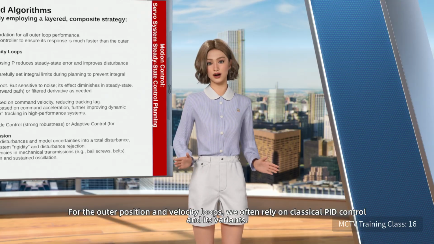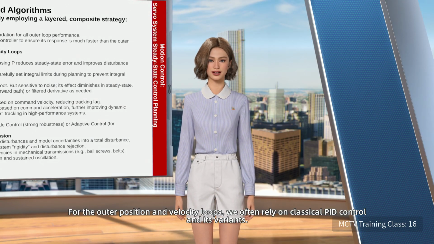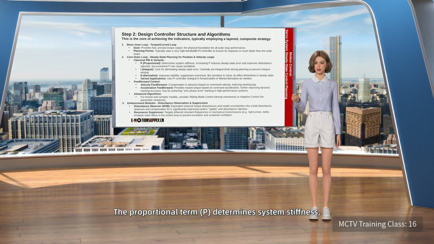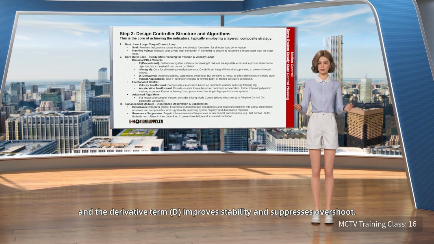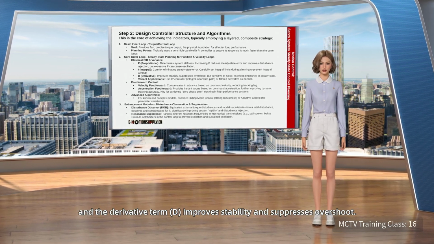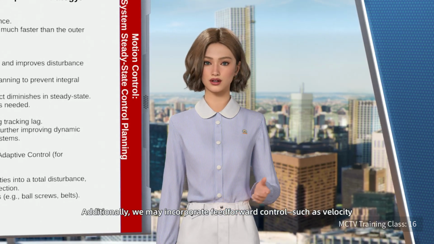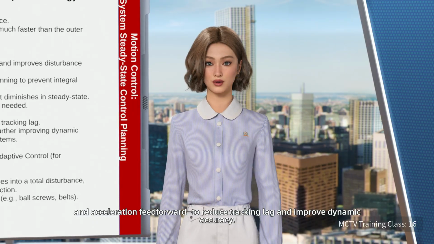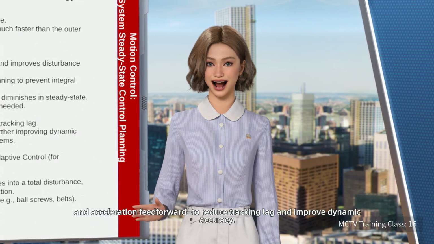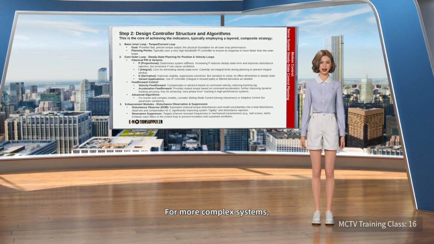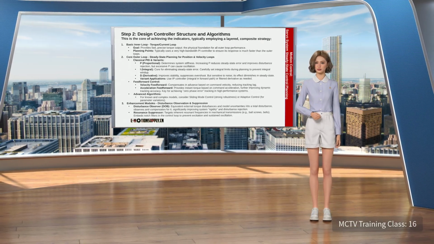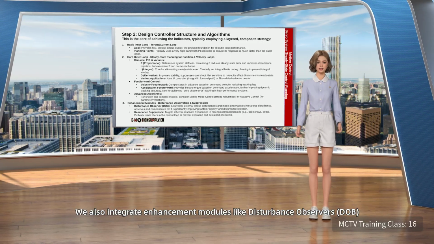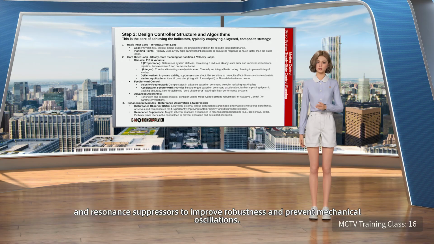For the outer position and velocity loops, we often rely on classical PID control and its variants. The proportional term P determines system stiffness, the integral term I eliminates steady-state error, and the derivative term D improves stability and suppresses overshoot. Additionally, we may incorporate feed-forward control, such as velocity and acceleration feed-forward, to reduce tracking lag and improve dynamic accuracy. For more complex systems, advanced algorithms like sliding mode control or adaptive control can be considered. We also integrate enhancement modules like disturbance observers (DOB) and resonance suppressors to improve robustness and prevent mechanical oscillations.